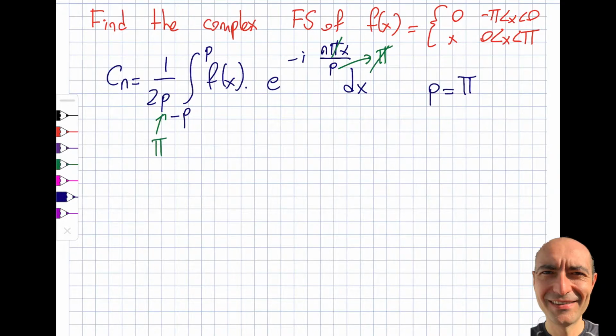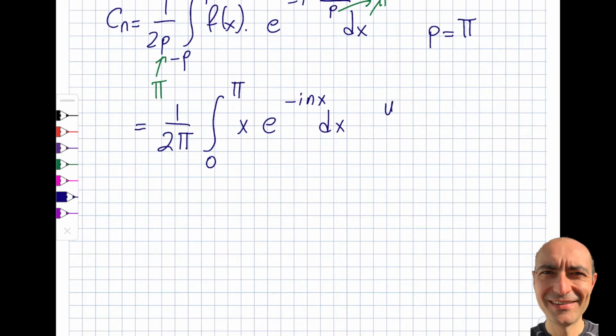Okay, so let's go back and do it. I will get myself 1 by 2 pi, integral from 0 to pi. Did you see that I wrote 0? e to the minus i n x, right, dx. So it doesn't look too bad, right? Let's be honest. The thing that I have to do is integration by parts. I'm going to call u equal to x, so du is equal to dx, and e to the power of minus i n x dx is equal to dv.